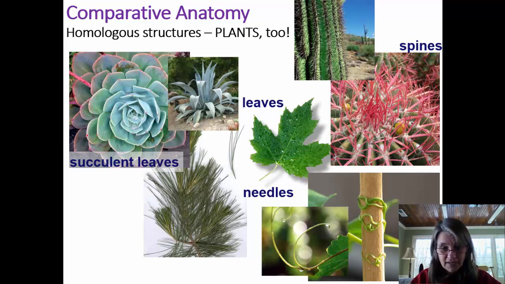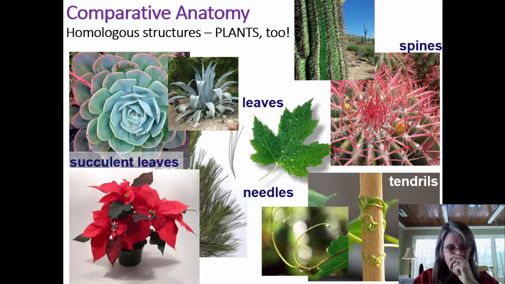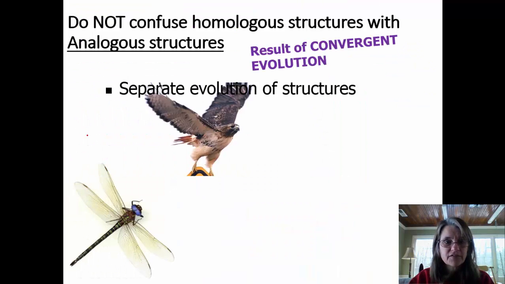Tendrils are modified leaves that are used for climbing so that a plant can get up closer to the sunlight and not be hidden in the shade. And then finally, there are colored leaves that are going to draw in a pollinator to help a plant cross-pollinate between different sexes. So all of these structures don't necessarily look identical, but they are all fundamentally leaves. They have just been modified for different purposes.